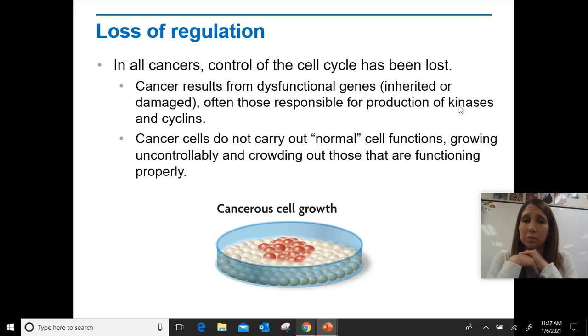Okay. So cancerous cells, like I mentioned, do not carry out normal functions. They grow uncontrollably. They can crowd out cells that are functioning properly. And in this picture here, you can see how this compares to what we saw earlier, in that we are having this tumor forming here. There's lumps, there's bumps, cells growing on top of each other, and so on. And that's exactly what you see in a lab if you're working with and growing cancerous cells.